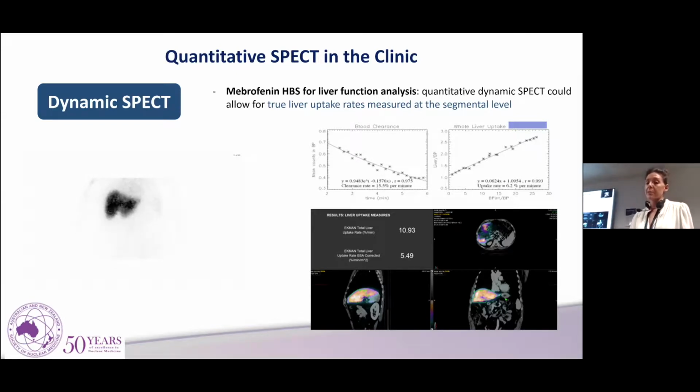But if we had fully quantitative dynamic SPECT CT, we could potentially look at voxel by voxel liver uptake rate. And I think this could be really interesting to try to get a better understanding of the liver function at this level, and also how that function shifts after invasive treatment, such as radioembolization.